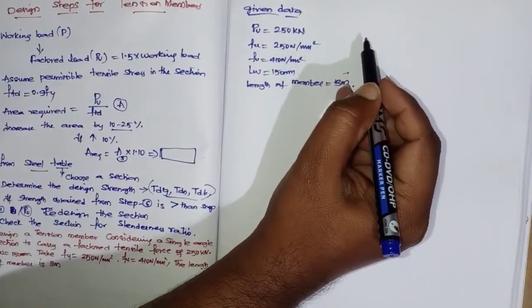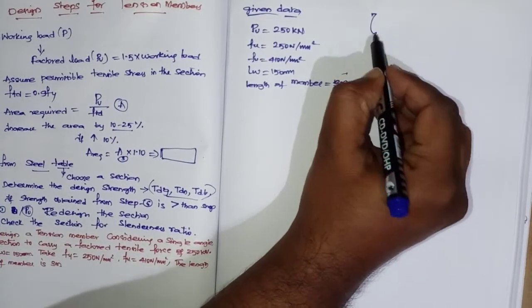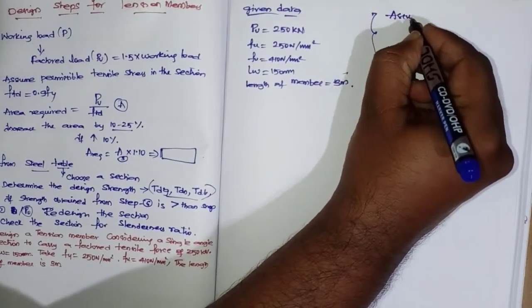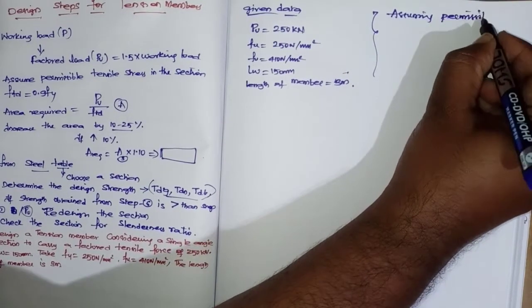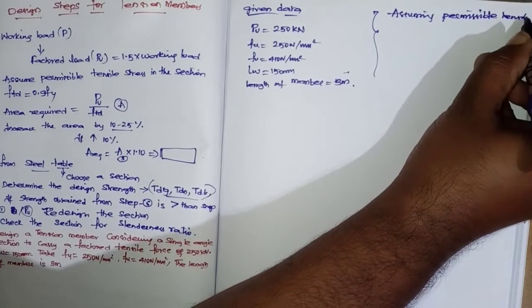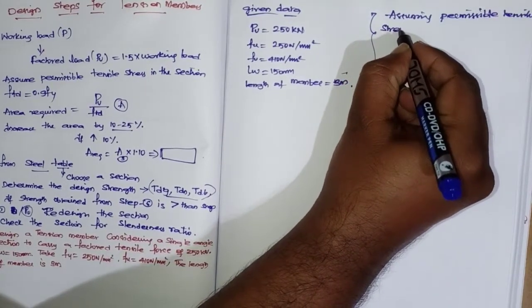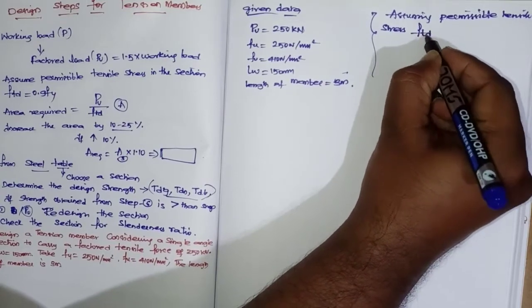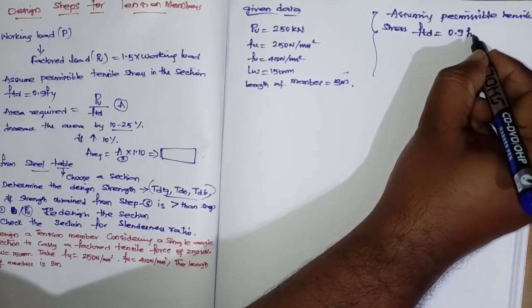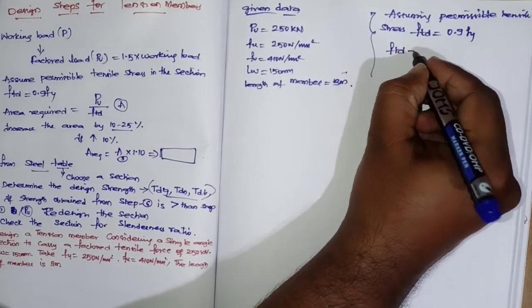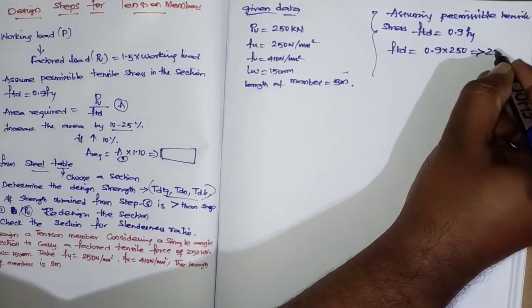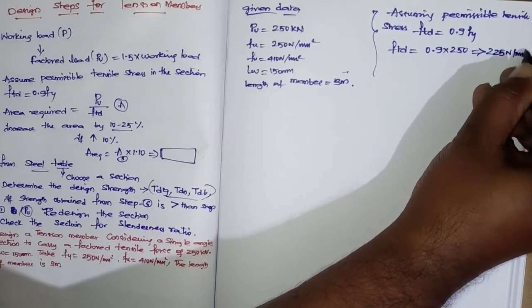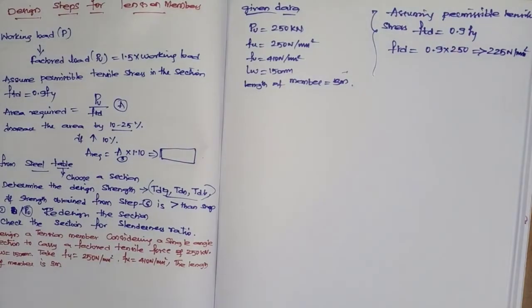Now assuming permissible tensile stress, how is it denoted? FTD, which equals 0.9 into Fy. That is FTD equals 0.9 into 250, which will be 225 Newton per mm square, that is 90%.